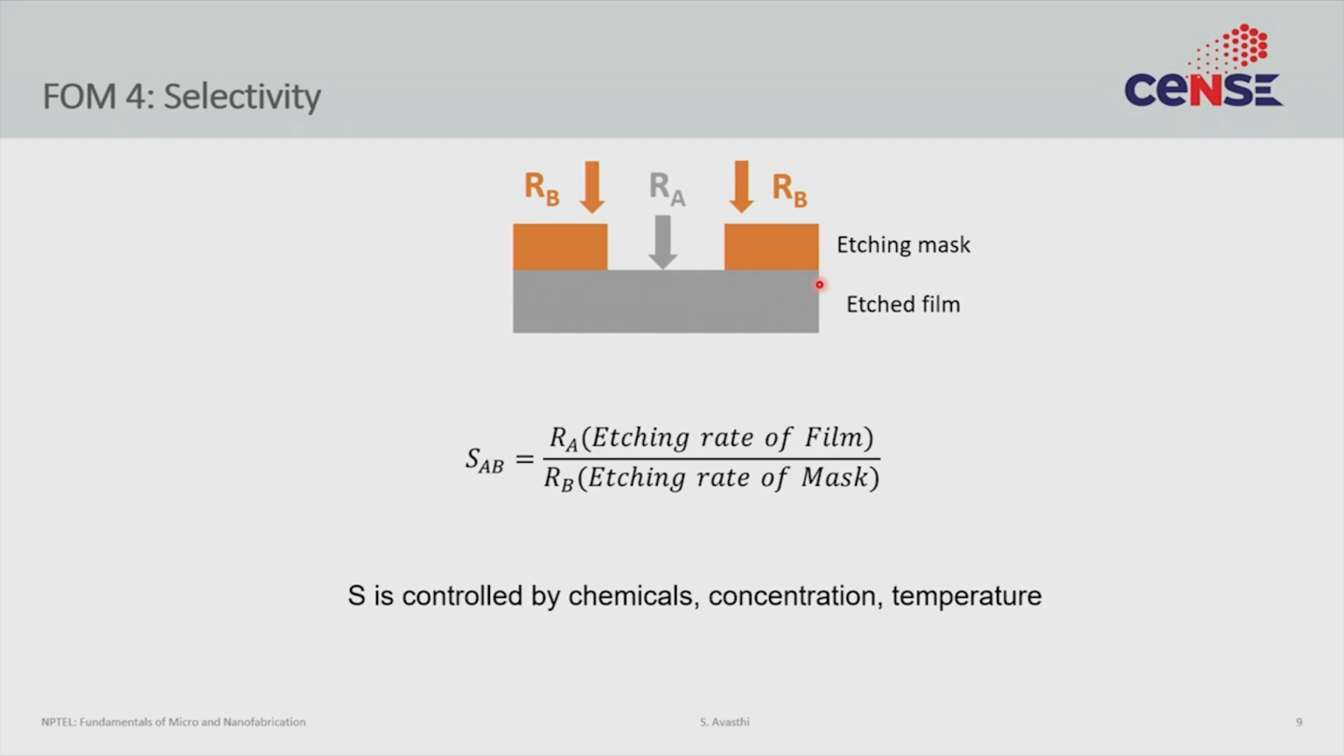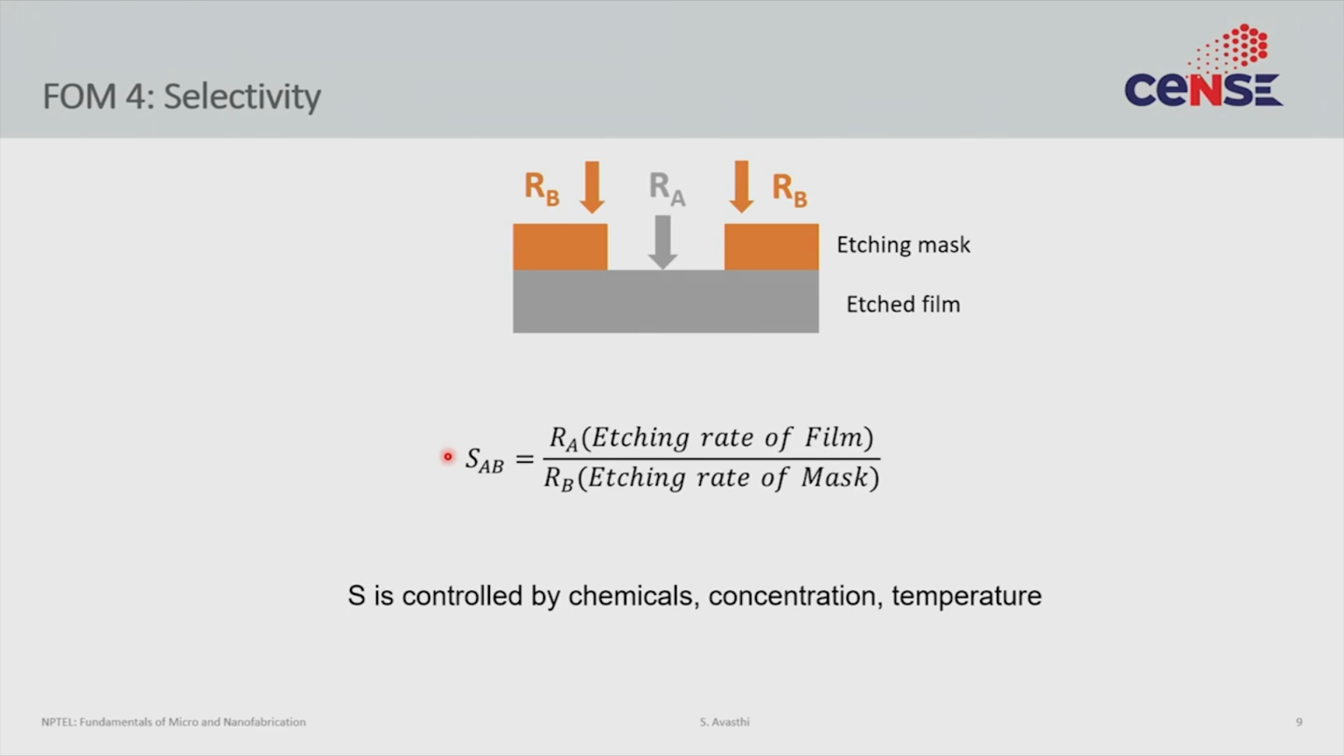If, however, your selectivity is 100, then for a 1 micron thick mask, the maximum hole that you can etch is 100 micron. If your selectivity is 10,000, then given 1 micron, you can etch 10,000 microns. So, that is why the selectivity becomes very important. It tells you the maximum amount you can etch and still get a feature.